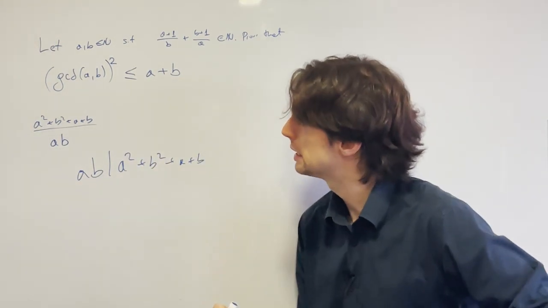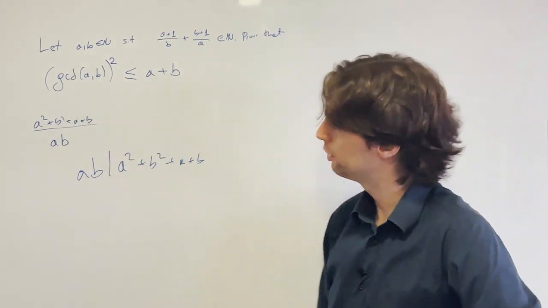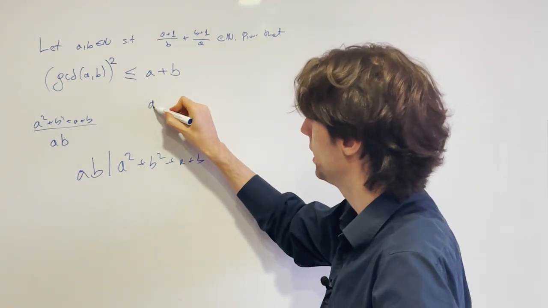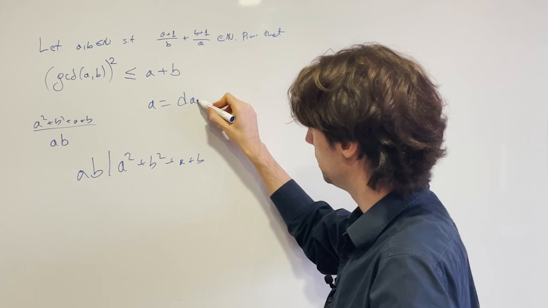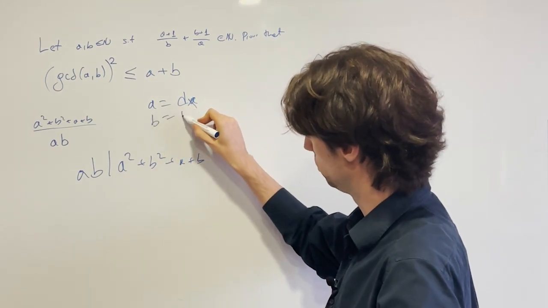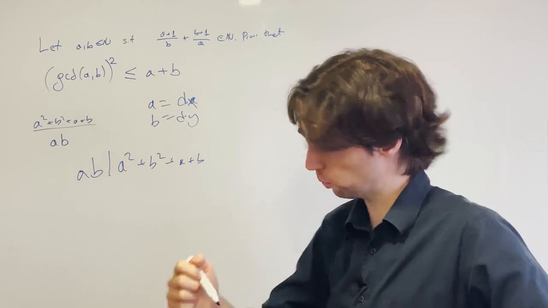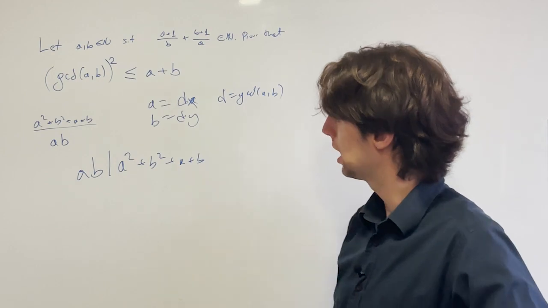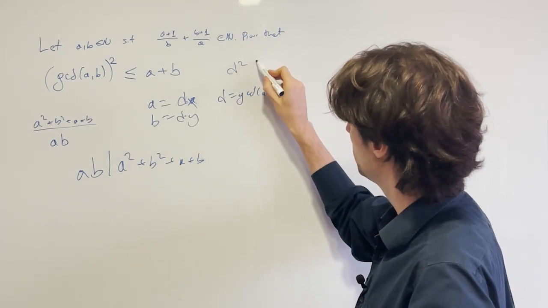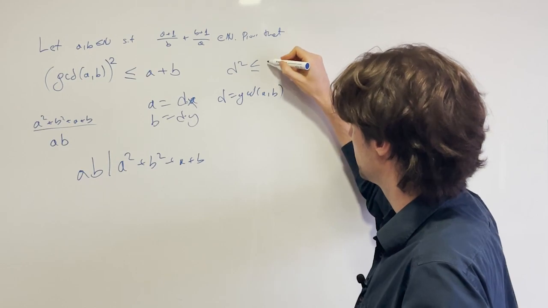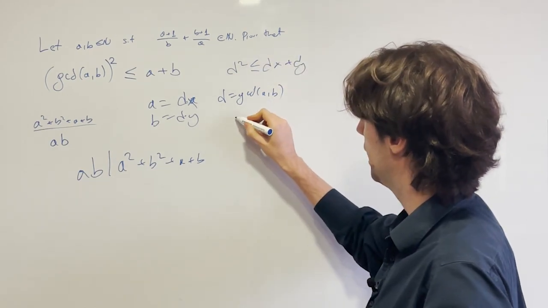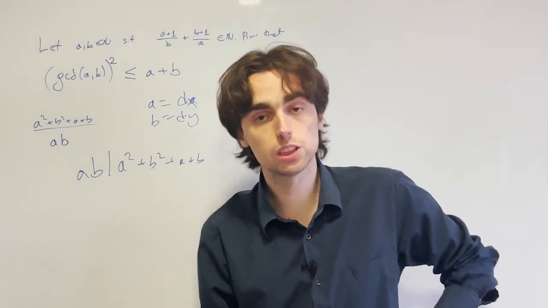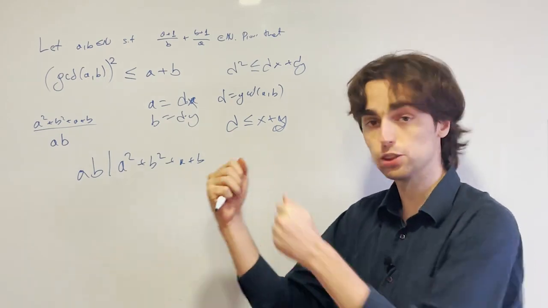And with this now, let's look at what we have to prove here. The GCD of A and B. Well, it makes sense to say A is equal to dx and B is equal to dy, where d is the GCD of A and B. And now what we have to prove is that d squared is less than or equal to dx plus dy, i.e. that d is less than or equal to x plus y. So this is what we have to prove now. This is going at it backwards.